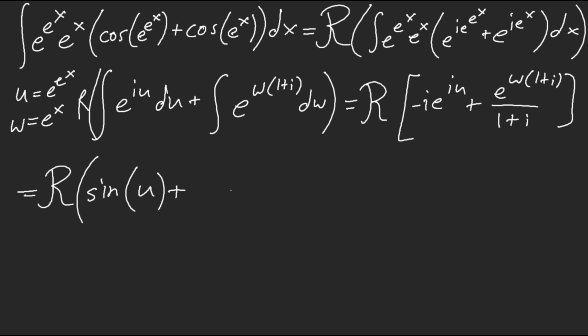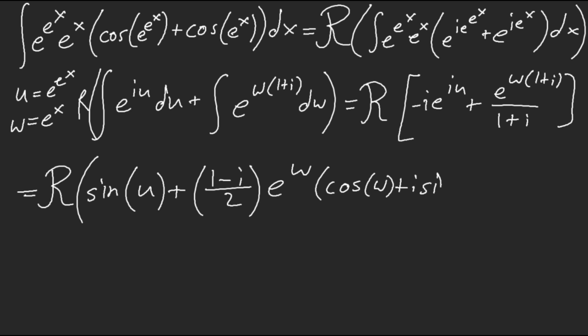Here, it's just conjugation. So we have 1 minus I over 2, and then e to the w times 1 plus I. And of course, we have to simplify this even further with that I here. So we have e to the w, and then cosine of w plus I sine w.